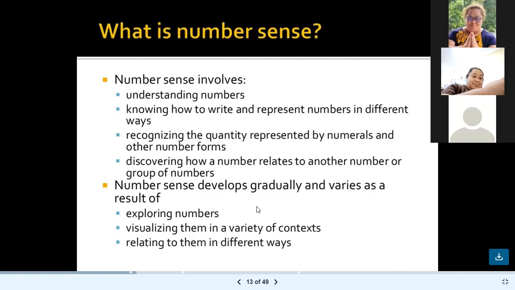Recognizing the quantity represented by numbers and other number forms. Alamin mo ang quantity na ni-represent mo by numerals and other number forms.